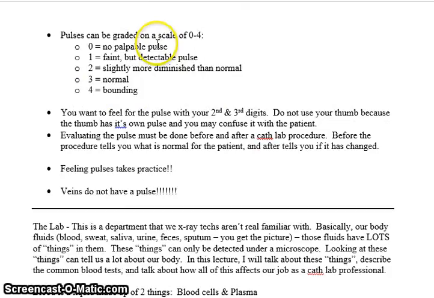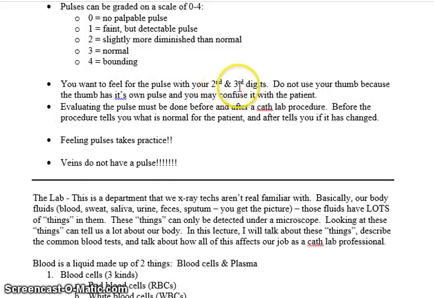Pulses can be graded, scale of 0 to 4. 0 would be no palpable pulse, so maybe it was Dopplered. 1, faint but detectable, and then you got all the way up to 4, which is bounding. You want to feel the pulse with your second and third digits. Do not use your thumb because the thumb has its own pulse and you may confuse it with the patient. Evaluating the pulse must be done before and after a cath lab procedure.